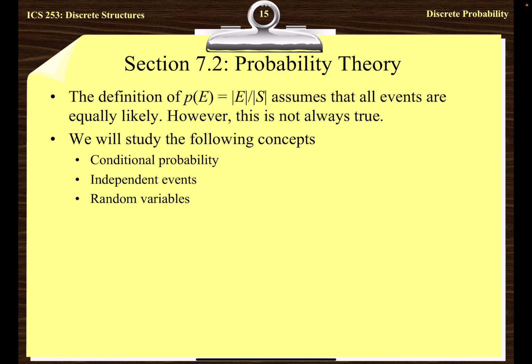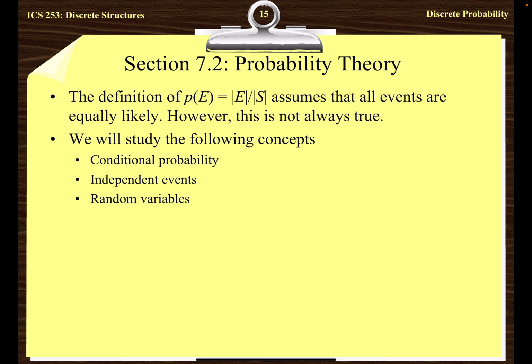Now, as we were mentioning before, if I define the probability of an event to be the cardinality of the event over the cardinality of the sample space, we are assuming that all events are equally likely. Or maybe it's better to say all outcomes are equally likely. But this is not always true. Sometimes some outcomes are more probable than other outcomes, and this is what we will see today, inshallah.